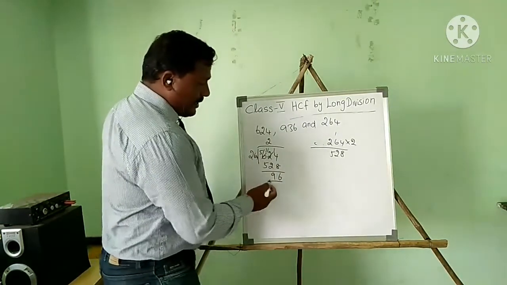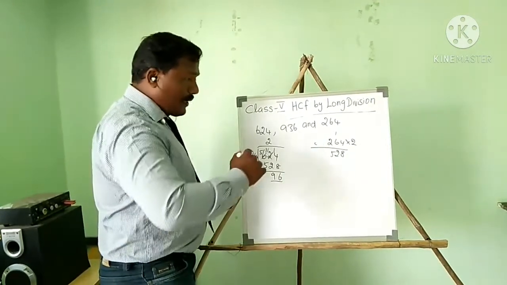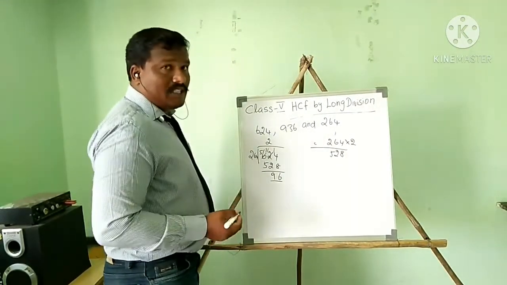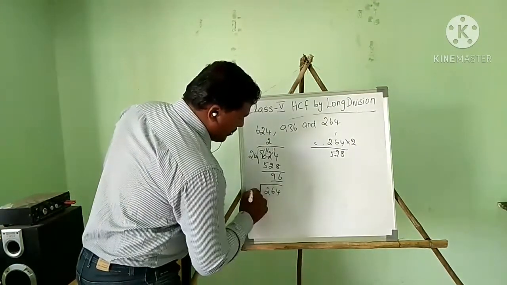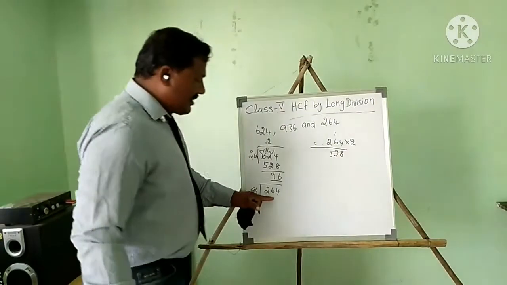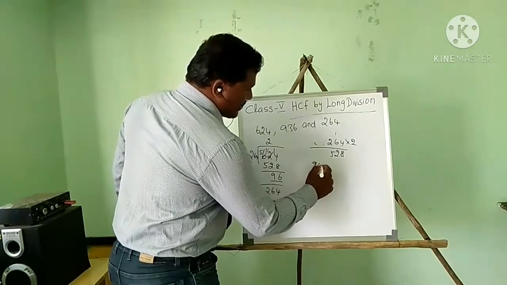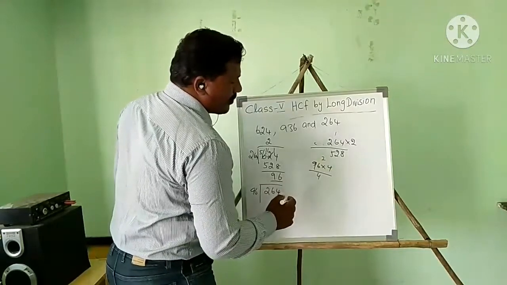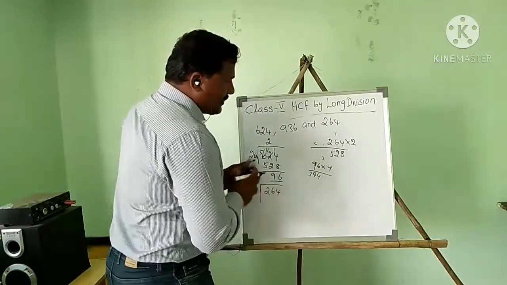Now see, 96 is the small number, 264 is the big number. Now I will take 264 as the dividend, 96 as the divisor. So 264 divided by 96. Now how many 96s are there in 264? For example, I will take 4 times. 96 into 4. 6 4s are 24, remainder 2. 9 4s are 36, plus 2, 38. No, we have to take 3 times.